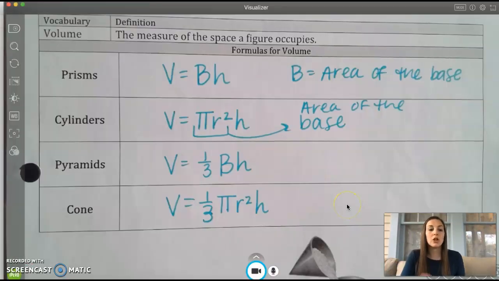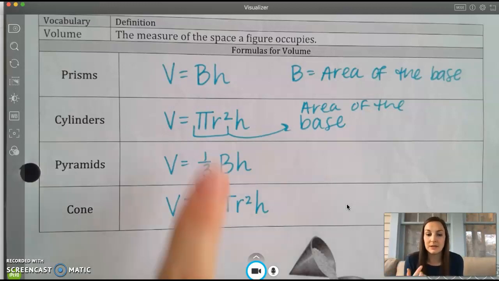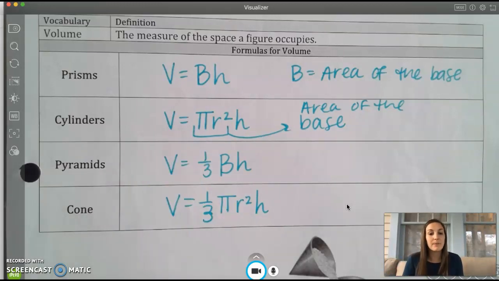So looking at our formulas here, let's break down the prism, cylinder, pyramid, and cone equations. For our prism, as I mentioned, it's the area of the base times the height. So what actually is our base? Our base comes from our two parallel sides that are congruent. It doesn't matter what way our prism is lying, whether it's on the side, on a base, or on the lateral side, it's always the two sides that are parallel.